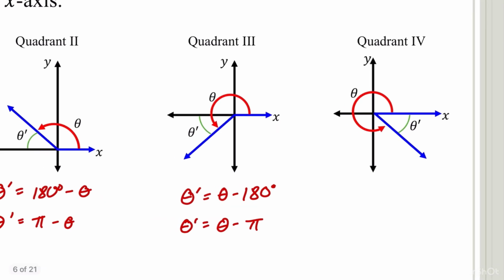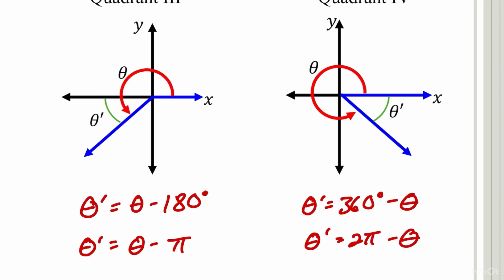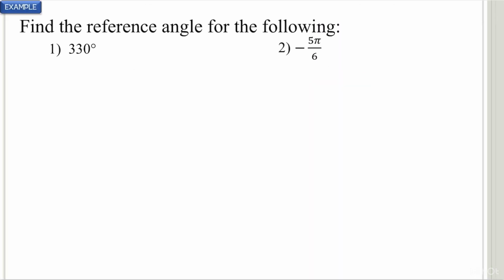And finally, in quadrant 4, to find the reference angle, here's your angle overall moving counterclockwise from the positive x-axis, and then your reference angle will be this angle here. So you can probably figure out that theta prime is going to be 360 degrees minus theta, or 2 pi minus theta, if you were measuring in radians. Okay, take a minute and find the reference angle for these 2 angles.